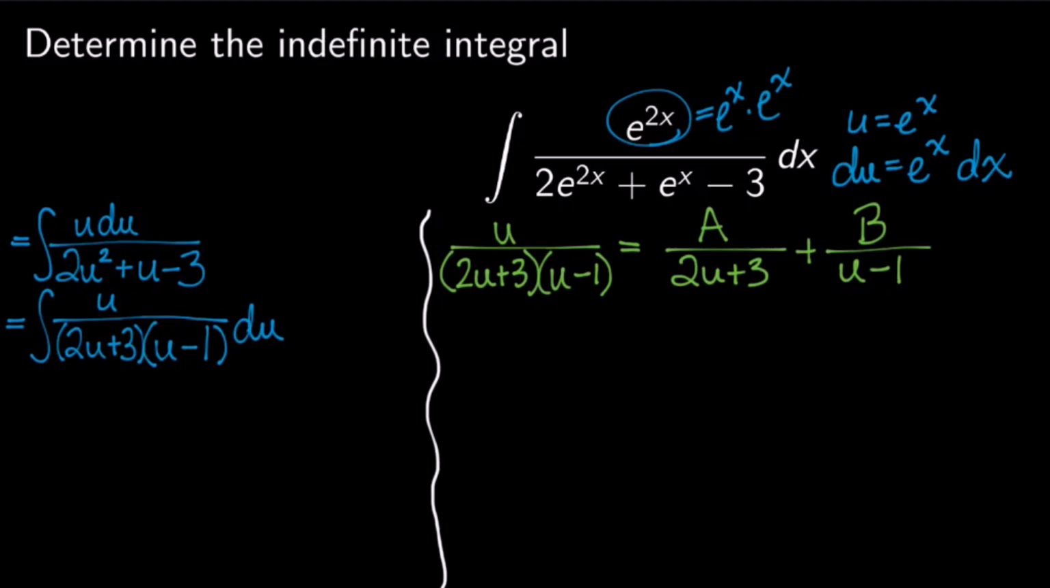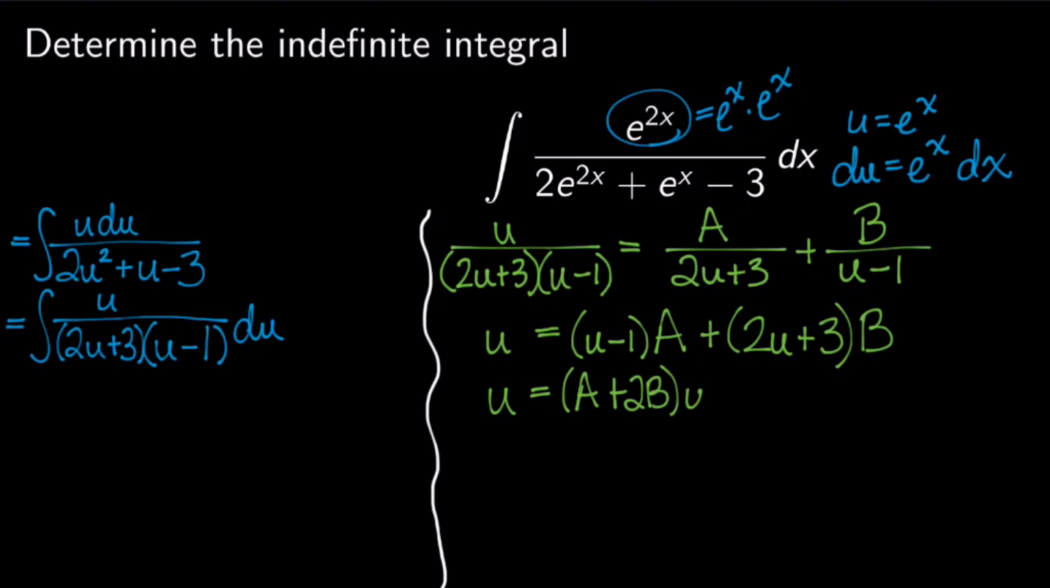I multiply both sides of this equation by the quadratic, and so on the left, the top cancels with the bottom, and I get just the u. On the right, I'm left with u minus 1 times A, right? The 2u plus 3's cancel. And then I have plus 2u plus 3 times B. It's always smart to rearrange this, right? So I'll distribute everything. Then I have A times u, and there's the 2B times u. So I just rearrange these terms. And then I have plus 3B minus A.